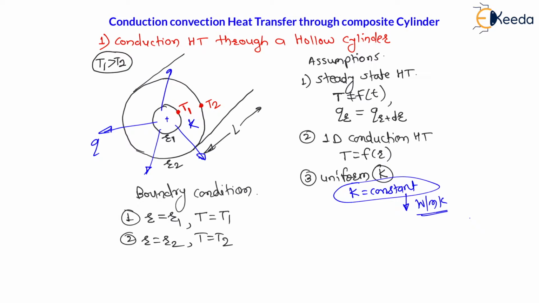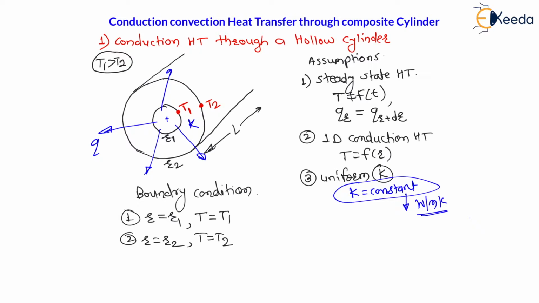This is the second boundary condition. Now with the help of these two boundary conditions we will do our analysis. Now my dear students, in case of plane slab we have seen that the area at each and every location was the same, right? In case of plane slab, we have solved the problem for the same area at each and every location.